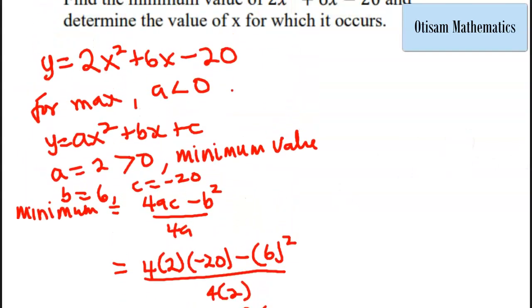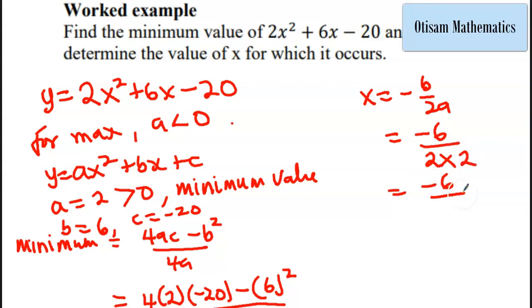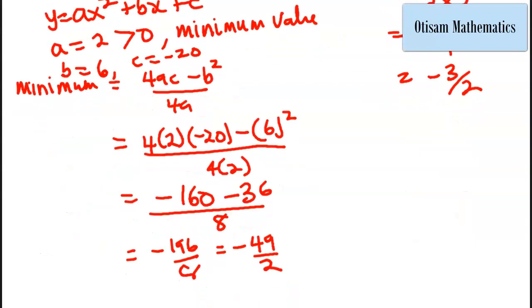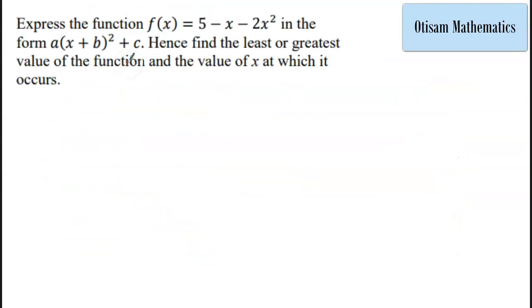And we were asked to find the value of x for which it occurs. So x is equal to minus b on 2a. So we just substitute. So minus b, which is minus 6, on 2 times 2. So minus 6 over 4, which is minus 3 on 2. Yes. You can also use completing the square. By completing the square, you can pick these values. Okay, now let's look at the next one.